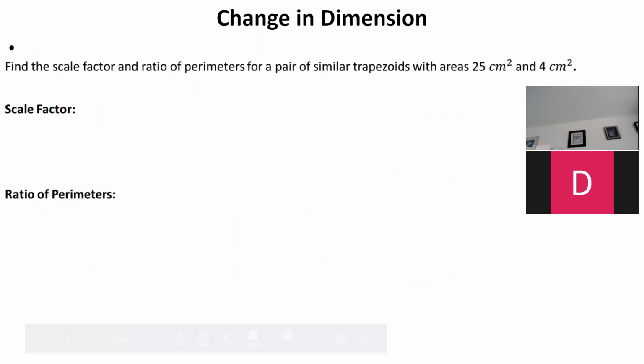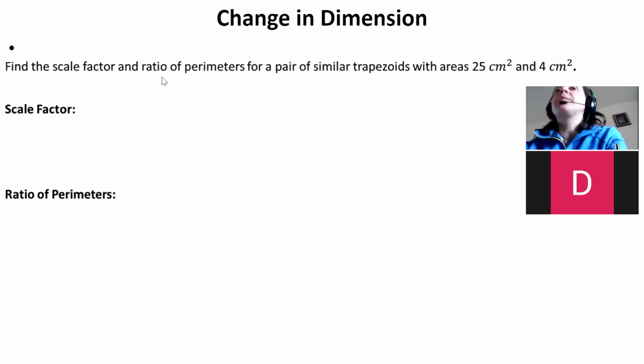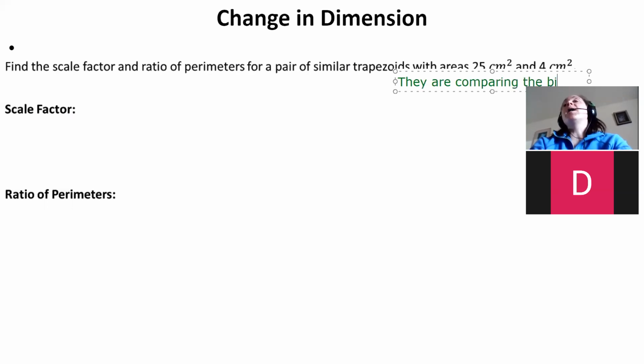This is a good example. So right now, it says find the scale factor and ratio of perimeters. So ratio of perimeters means you're comparing the sides. And right now they gave us the ratio of areas. So they're saying 25 centimeters squared and 4 centimeters squared. So what they're doing is comparing the big trapezoid to the small trapezoid.